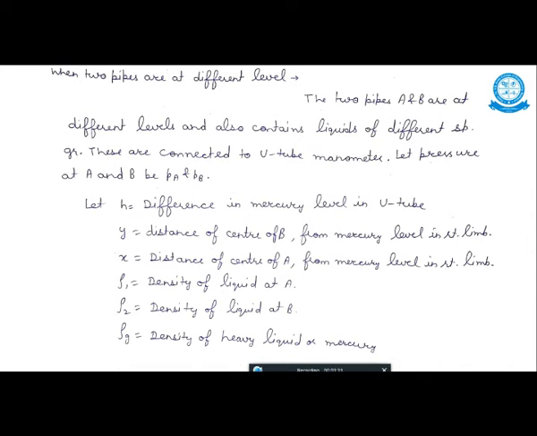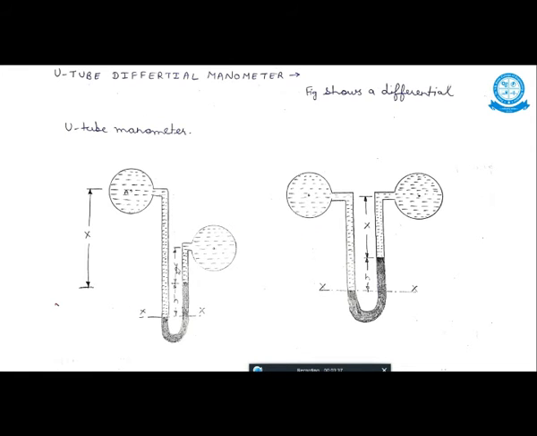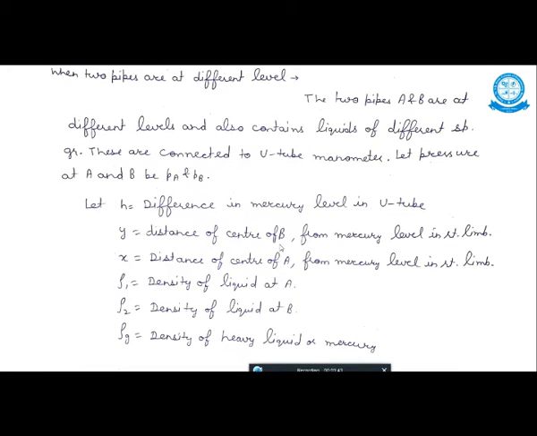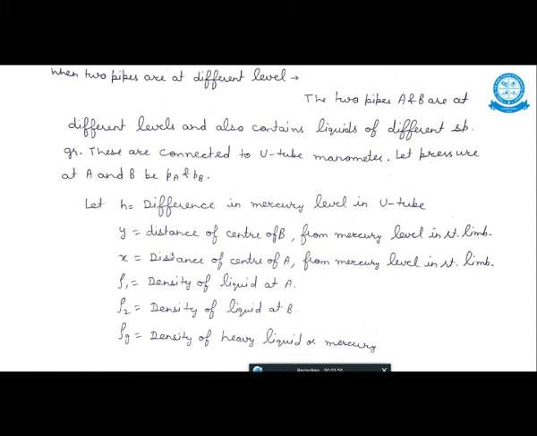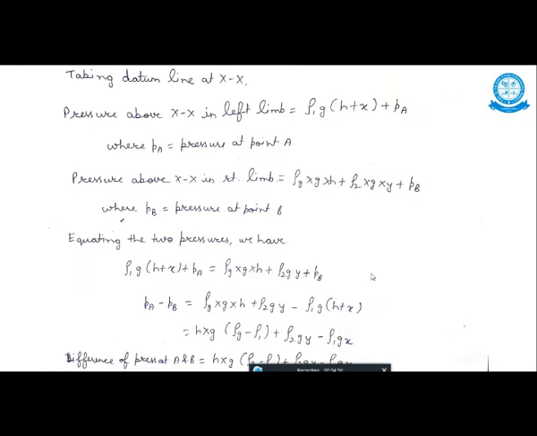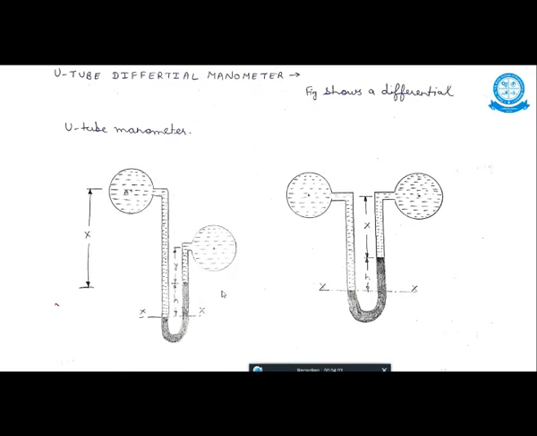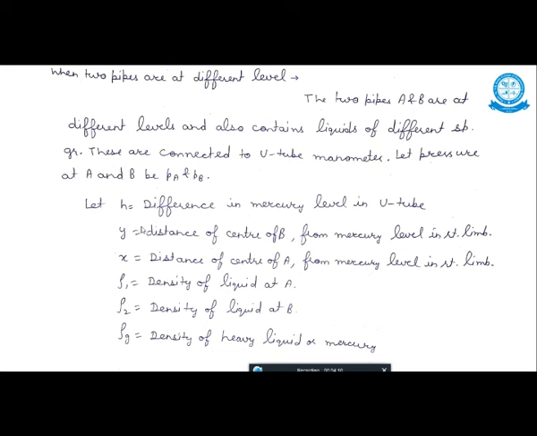What is meant by Y here? Y denotes the distance of the center of B from the mercury level in the right limb. Now see, this here is the point B. So Y is the difference between the center of B and the level of mercury in the right limb. What is meant by X? X will be the distance of the center of A from the mercury level in the right limb.